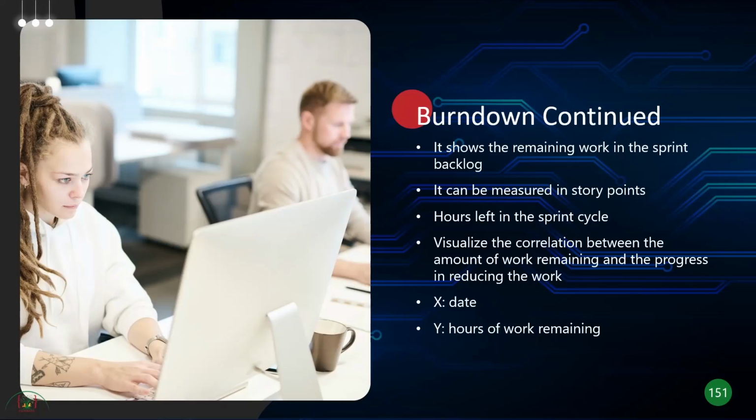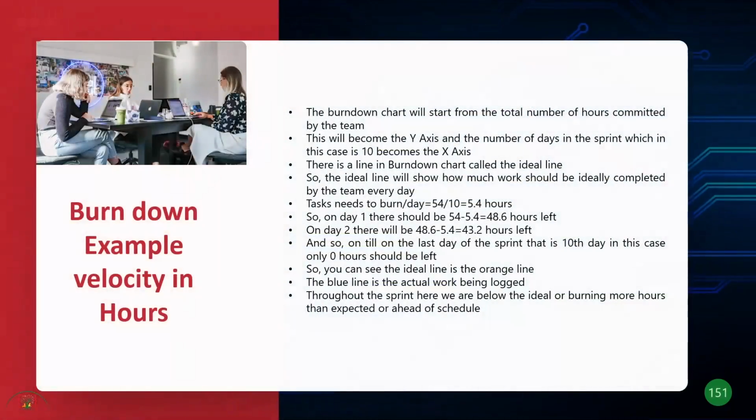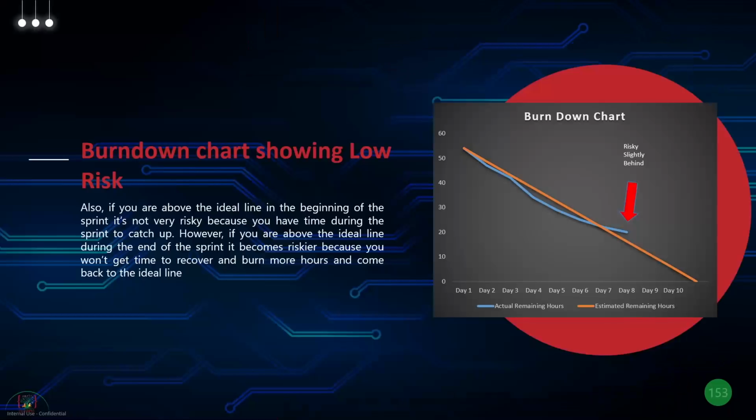You can have on the x-axis a date, on the y-axis you can have the hours of work remaining. So this is just a burn down example, velocity in hours. I think I'm going to come back to this slide after I show you a burn down chart. So this is a typical example of a burn down chart. So basically on the x-axis I'm showing the number of days in a sprint. Let's say it's a two-week sprint, so 10 days. And on the y-axis, I'm showing you the number of hours, right?